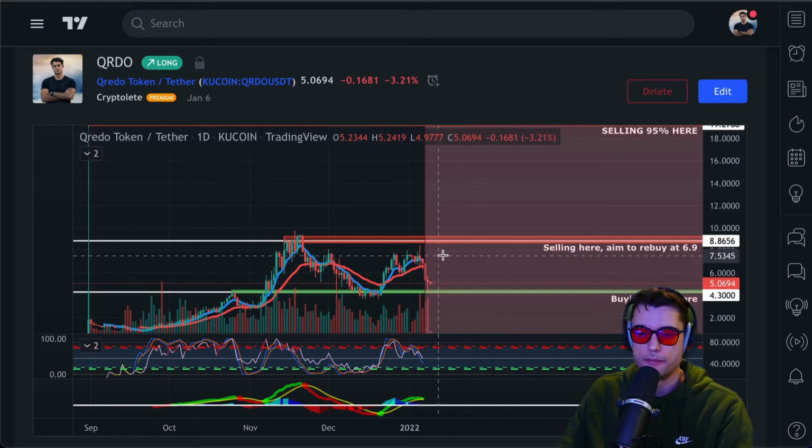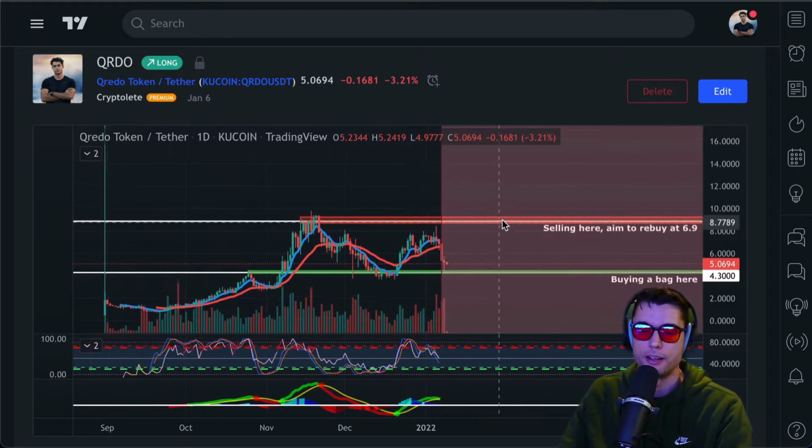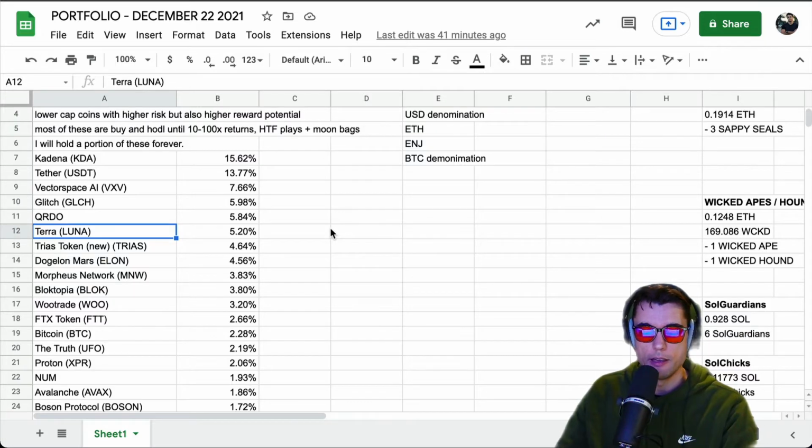However, if we get some price action that makes me believe that it will act in a certain way, then I will try to play whatever price action I see. After that, we got Luna, Terra Luna, a lot of people's favorite coin.